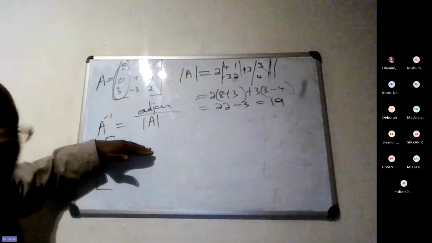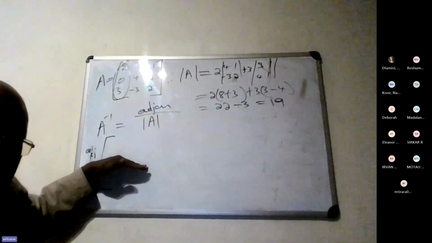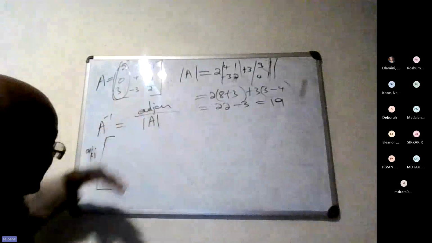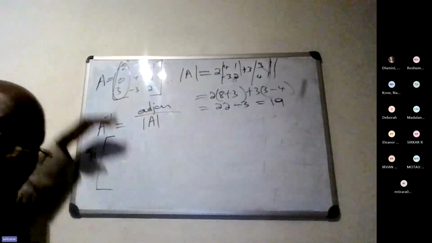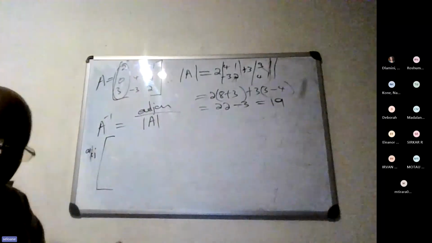How to find it? You expand using the first row. How to find the entries of the second row? You expand along using the second row. How to find the entries in the third row? You expand using the third row. From there, you are going to transpose it.